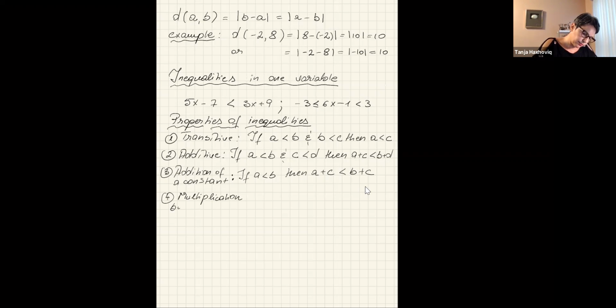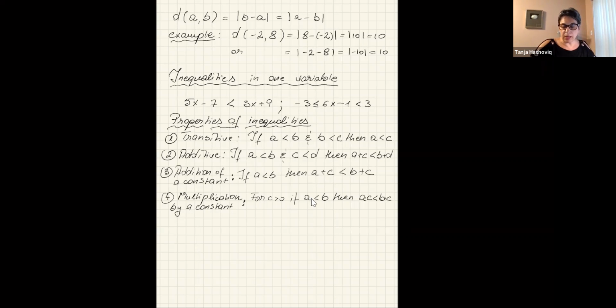By a constant. If A is less than B, we need to consider two cases here. For C being a positive constant, if A is less than B, then the same remains if you multiply both sides of this inequality by the same positive constant. Then A times C is also less than B times C.